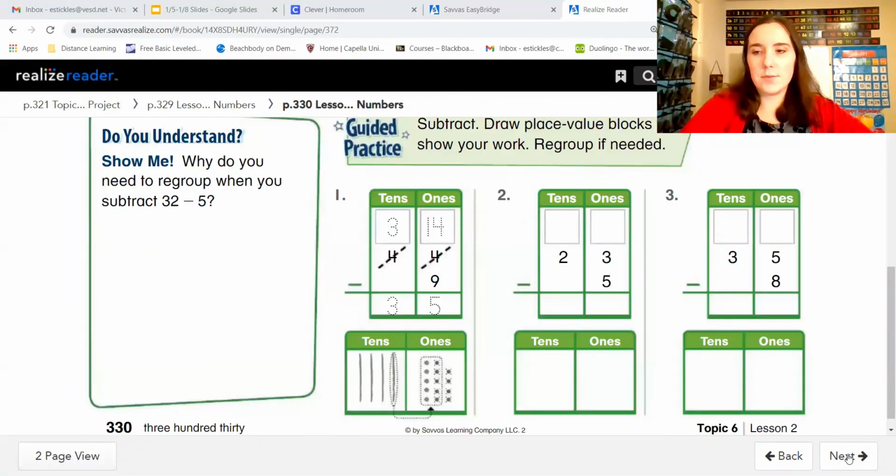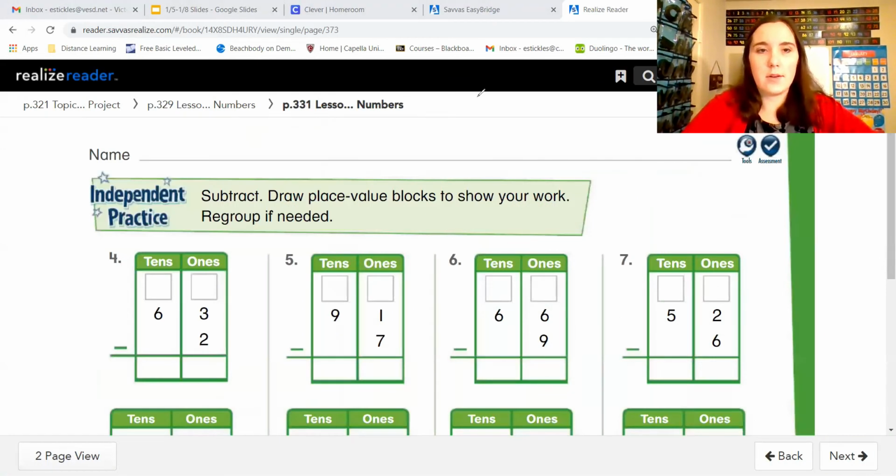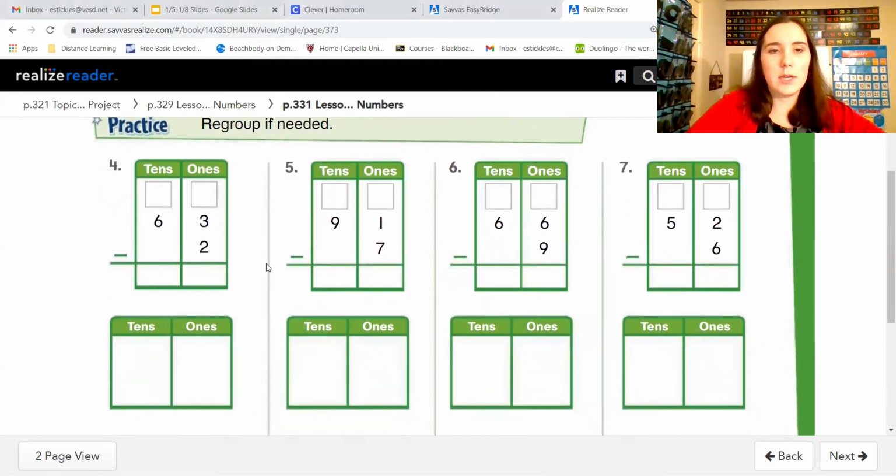Let's jump back in our workbooks to do a couple more practice problems. Let's go ahead and turn the page. Let's do number 4 together. So it's going to be the same thing as what we did in the guided practice on the last page. We're going to do 63 minus 2. So first, we're going to draw our number 63 in place value blocks.